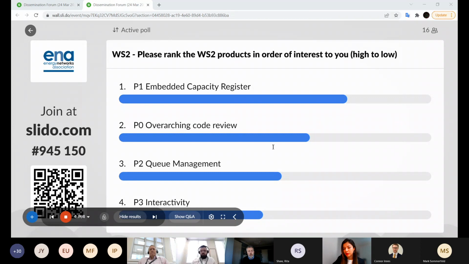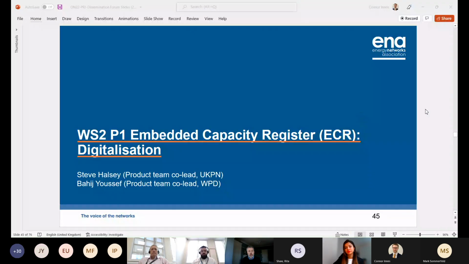I don't think we've got any other questions, so I think we'll move on to the next item on the agenda, which is the embedded capacity register. So Steve and Bahija will give us an update on what we've been doing in that space. So over to both of you.